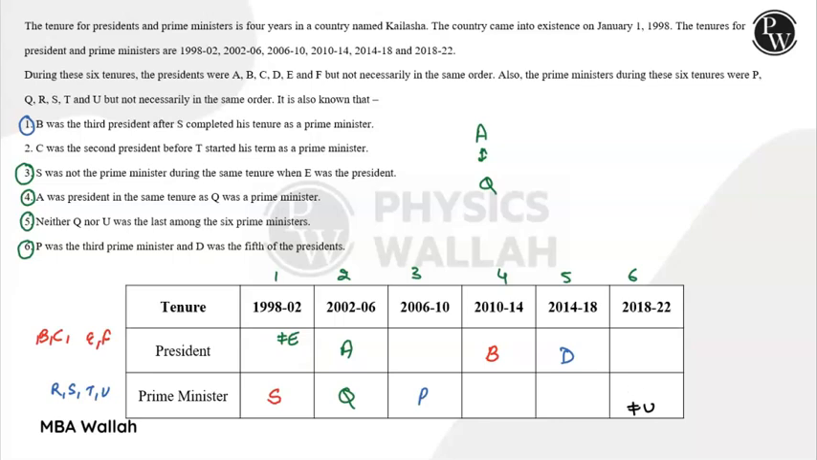Next, we are given in point number 2 that C was the second president before T started his term as prime minister. If T is the sixth prime minister, then C has to be the fourth president, which is not possible because the fourth president is B. If T is the fifth prime minister, then C has to be the third president, which is possible. Is it possible if T is the fourth prime minister?